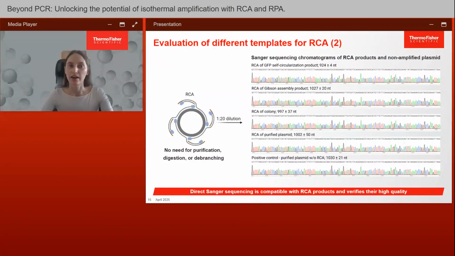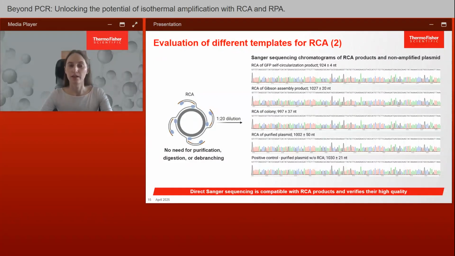This means that bacterial genomic DNA present in the colonies does not interfere with plasmid DNA amplification, and gives you the possibility to even streamline your traditional clonal selection workflow. So instead of doing colony PCR, then mini-preps, then sequencing, you can simply perform colony RCA and go straight to sequencing. And it can make your clone selection workflow much faster and more efficient.